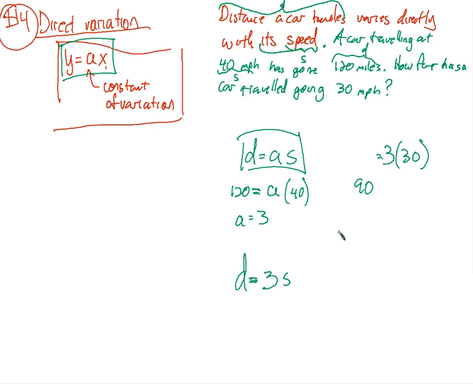And then what else do I know? Well, I know that another car is going 30 miles per hour, and I know that 3 is always the same. It's the constant of variation. So what if I take 3 times 30? Then that gives me 90. That must be how far a car has traveled at 30 miles an hour. Okay, great. And I found it.